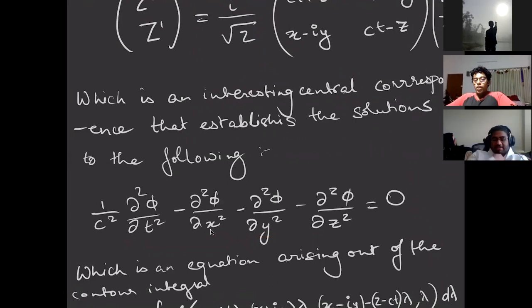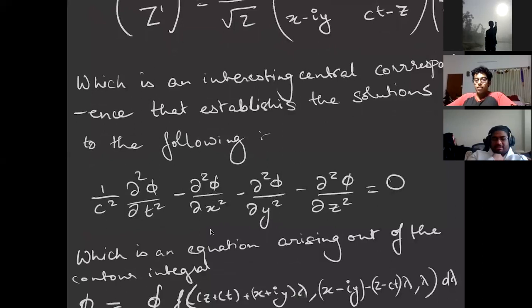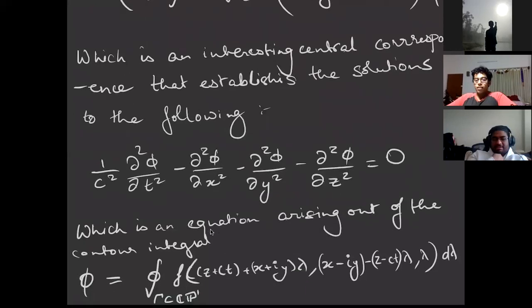Isn't that the Klein-Gordon equation? A massless Klein-Gordon equation? Yeah. Exactly. Not the Klein-Gordon. Yeah. It is the Laplacian of phi, or rather the D'Alembert of phi, not Laplacian. Sorry.